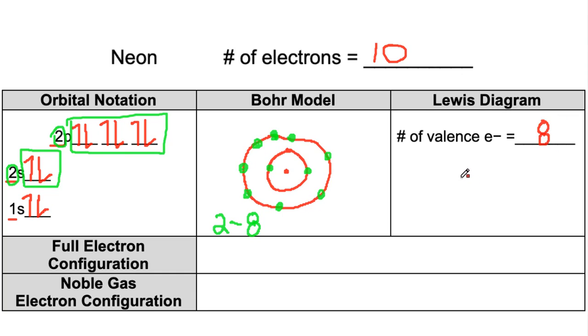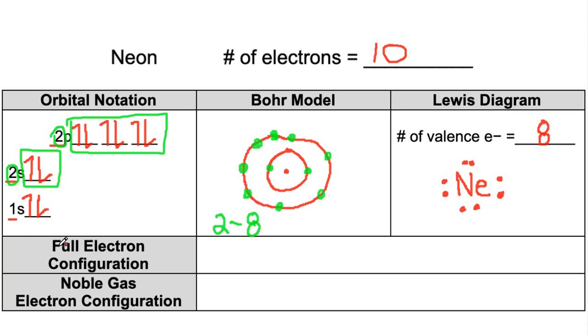To do the Lewis diagram, you draw the symbol of the element, and then the number of dots, same number of dots as there are valence electrons. So in this case, there's 8 valence electrons. I would have 8 dots around the symbol Ne.